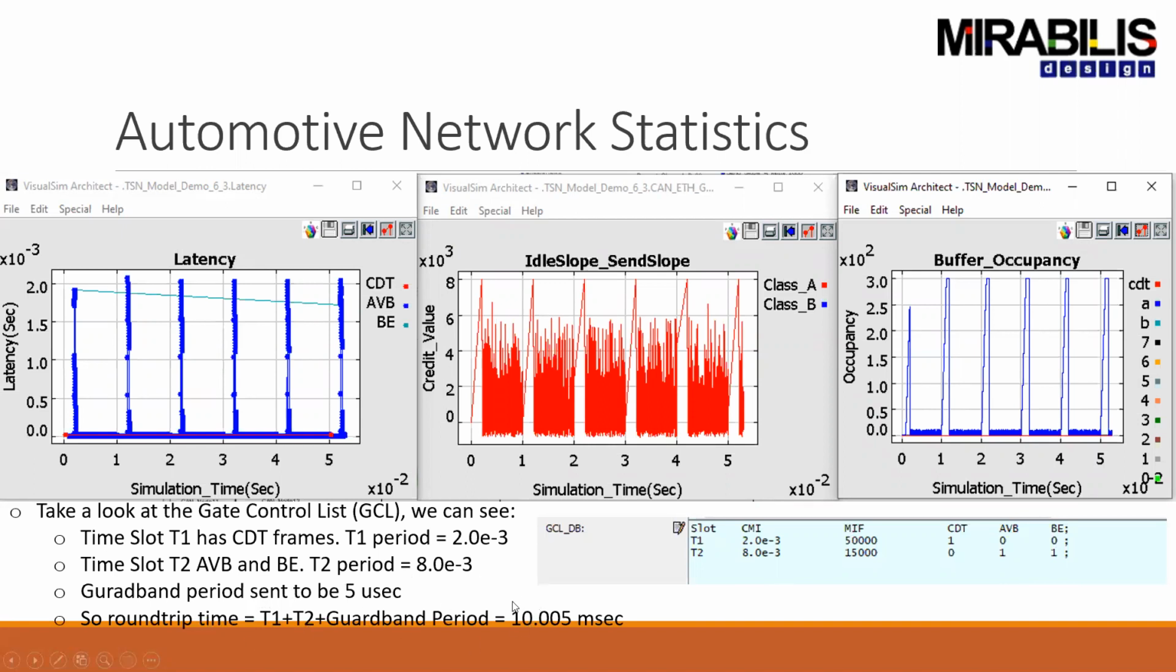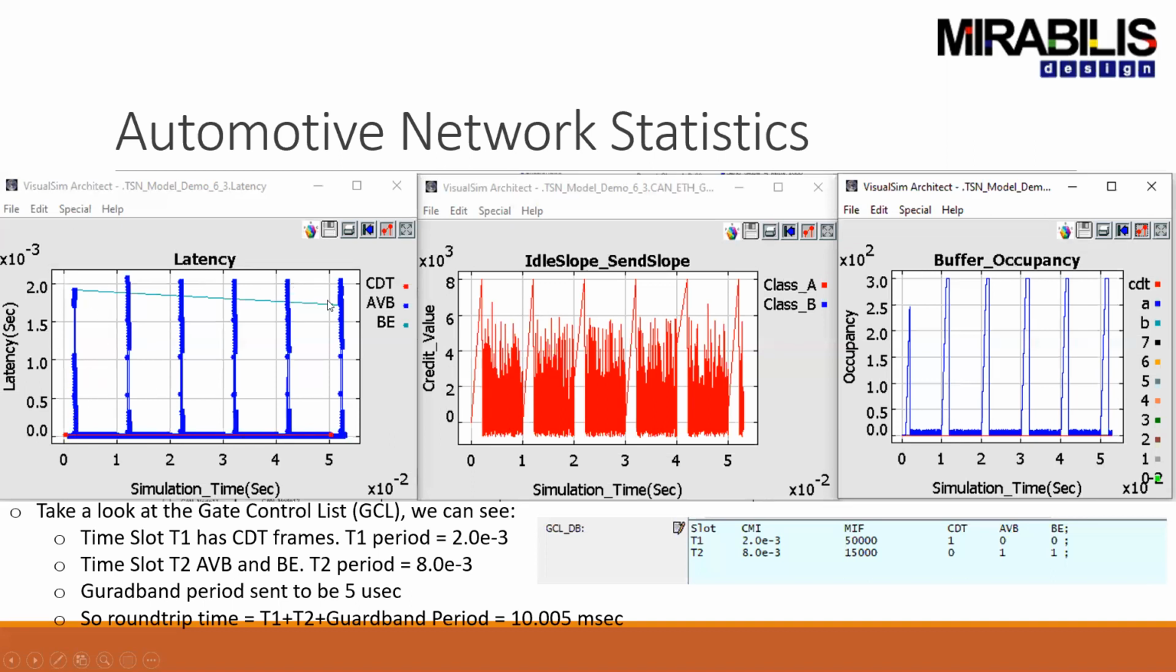So what we're looking at is the round trip delay. We expect it to be about so many milliseconds. And we want to see if that is the correct width of time that is required. Now, what you're seeing over here is the credit value between the idle slopes and the send slopes, and then of course the latency here. For example, here you can see the CDT, which is the red one over here, while you can see the AVB spikes, which resemble the idle slope and send slope that's right over here, kind of matches up with these.